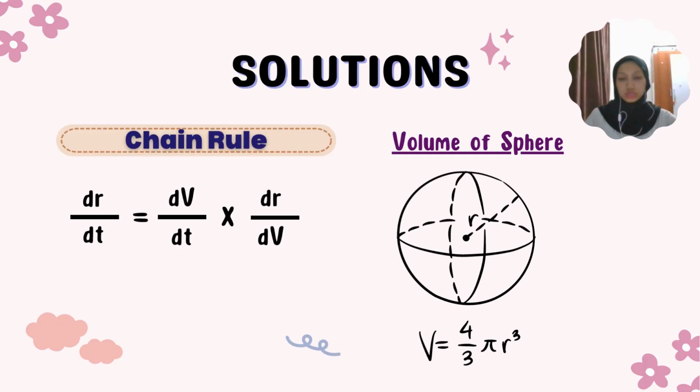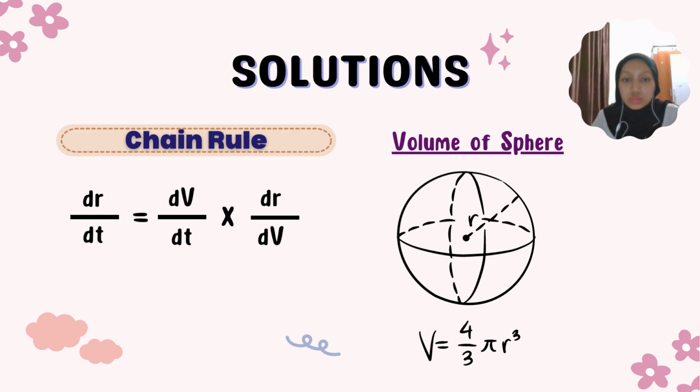So the next step after we draw the diagram, we can start doing our solutions or calculation. For this question, we can use chain rule method or implicit rule method, but I choose chain rule method. From the question, we need to find dr over dt.